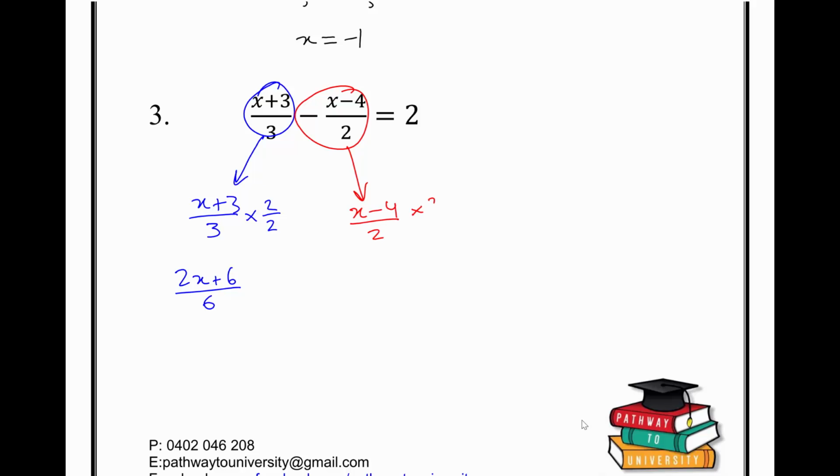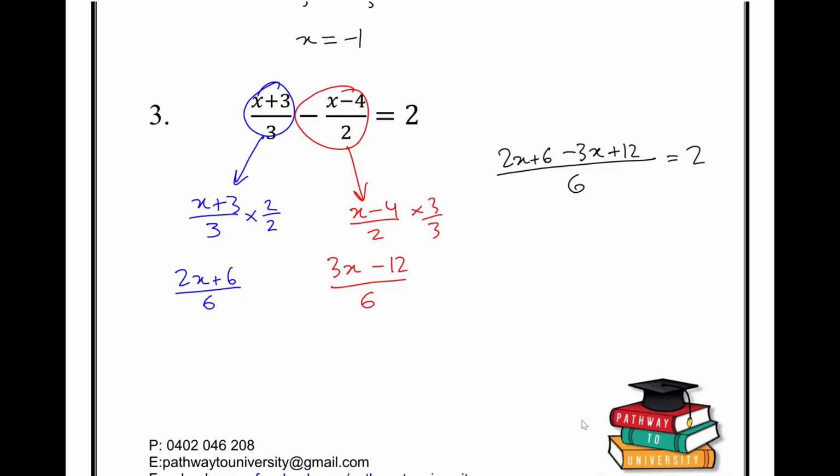So again, times 3 divided by 3. We end up with a base of 6 and also 3x minus 12. Now let's just put this all back into the original equation, which will end up with 2x plus 6 minus 3x plus 12. Remember that the minus is on the outside of the second part, so when we bring it in, the minus 12 becomes a positive, and this is all divided by 6, and it's equal to 2.